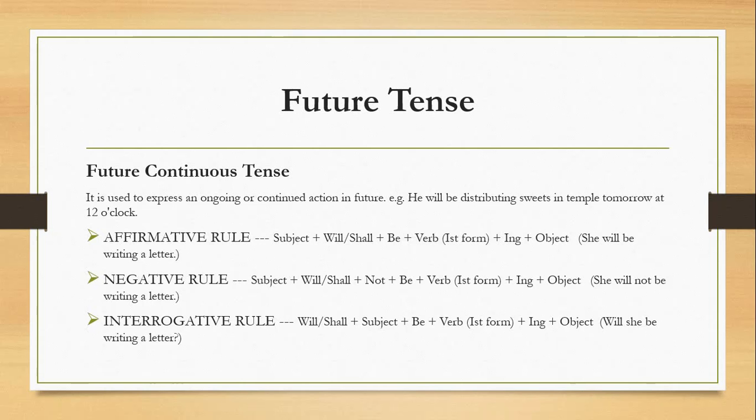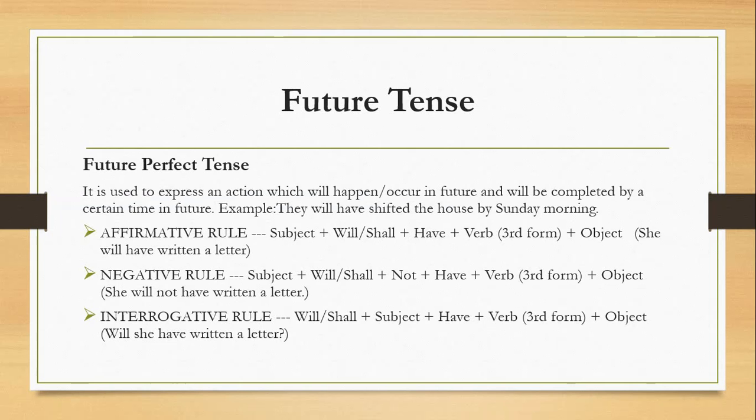For affirmative, we have the rule: subject plus will or shall plus be plus verb plus ing plus object. She will be writing a letter. So be is here in future continuous. Negative: subject plus will or shall plus not plus be plus verb plus ing plus object. She will not be writing a letter. Interrogative: will or shall plus subject plus be plus verb plus ing plus object. Will she be writing a letter?